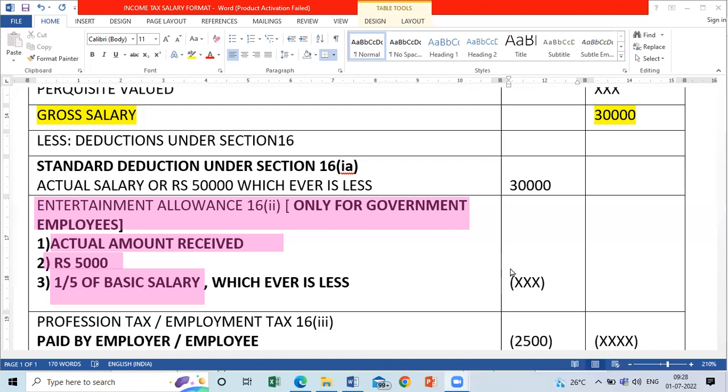ओके, so three deductions are there. Standard deduction, entertainment allowance deducted only for government employees, and third is profession tax. उसमें एंटरटेनमेंट अलाउंस वाले पॉइंट में थोड़ा ध्यान देना पड़ेगा, अमाउंट कैलकुलेट करना पड़ेगा, दैट टू ओनली व्हेन इट इज अ गवर्नमेंट एम्प्लॉय. इट्स अ नॉन गवर्नमेंट एम्प्लॉय, ये पॉइंट हम लिखेंगे ही नहीं डिडक्शन में, उसका डिडक्शन मिलेगा ही नहीं ना.